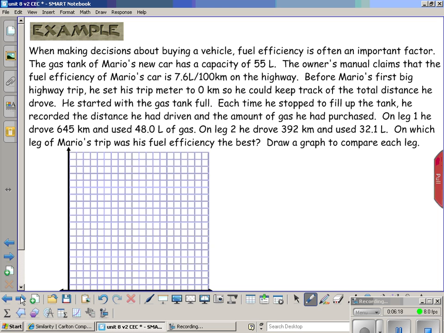He started with the gas tank full. Each time he stopped to fill up the tank, he recorded the distance he had driven and the amount of gas he had purchased. On leg 1, he drove 645 kilometers and used 48 liters of gas. On leg 2, he drove 392 kilometers and used 32.1 liters. On which leg of Mario's trip was his fuel efficiency the best, and then draw a graph to compare each leg. So first of all, we want to compare his fuel efficiency, and the manual talks about it as liters per 100 kilometers. So that's what we should look at.